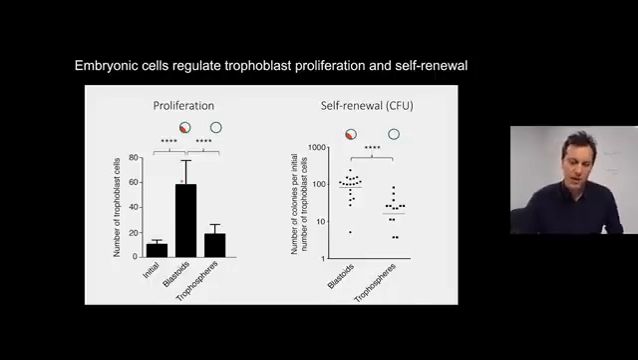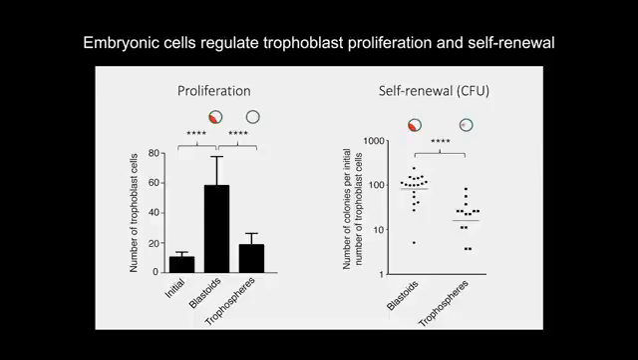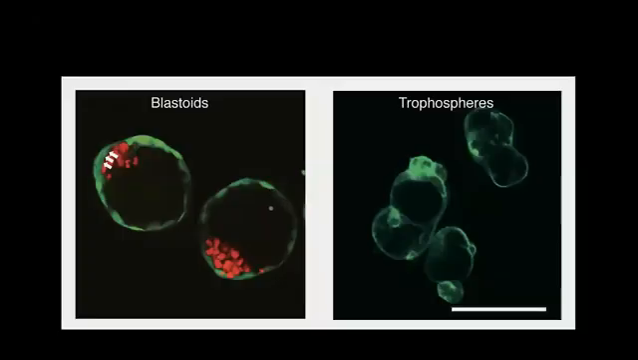And a second thing that we can look at is a second function that is classical for stem cells, which is self-renewal. So we can do a colony formation assay, isolate the trophoblasts from blastoids and from trophospheres. And you can see here that the trophoblasts from blastoids have a much higher potential to form a colony as compared to the trophoblasts of trophospheres. So this tells us that those embryonic inductions are not only regulating proliferation, but also the self-renewal of those stem cells here. Whereas in the absence of those, they are losing this capacity, they are actually differentiating. So this is good. We are recapitulating what was already known, and clearly the hypothesis was very strong.